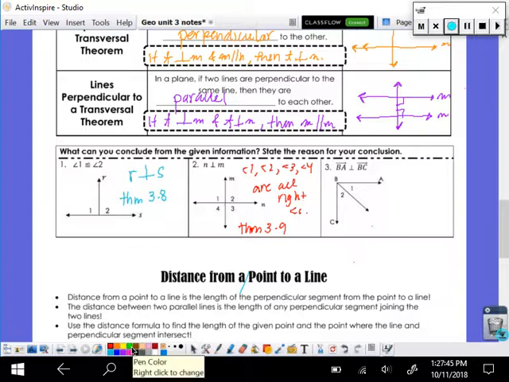And last but not least, we have ray BA is perpendicular to ray BC. So that is going to tell us that angle 1 and angle 2 are complementary. That would be theorem 3.10. If two sides of two adjacent acute angles are perpendicular, then they are complementary angles.